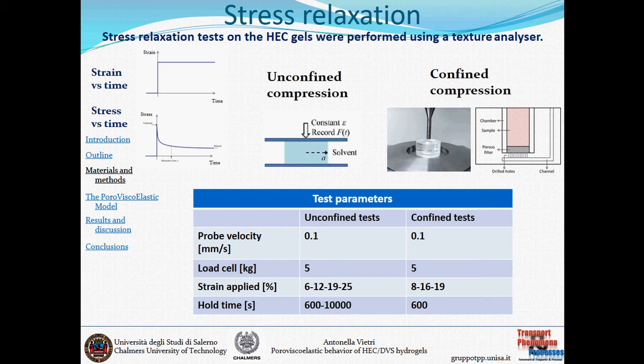The confined device consisted of a big chamber where the sample was placed. In the bottom of this chamber, a porous filter and below it drilled holes were present to connect the chamber to a channel filled with water in order to allow the leakage of the solvent when the compression was carried out.